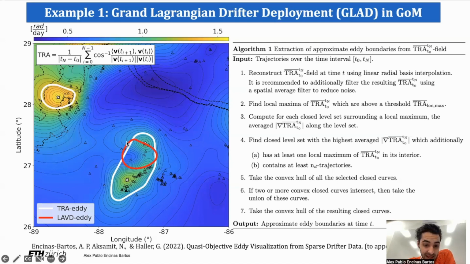Now, bear in mind that this LAVD eddy does not capture all of the evolving drift. So this evolving cluster, which is basically this set of drifters here, is not contained inside the LAVD eddy. So that's why this evolving cluster could not be characterized from the satellite altimetry data, because it was simply not part of the eddy.